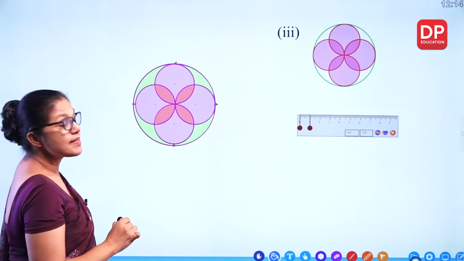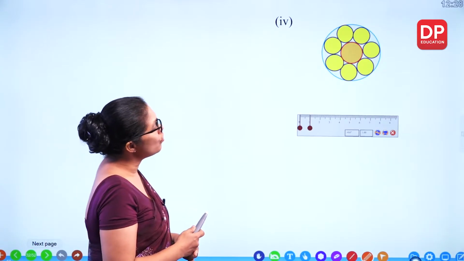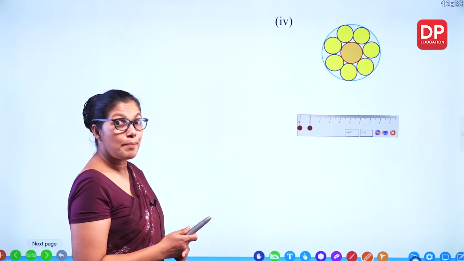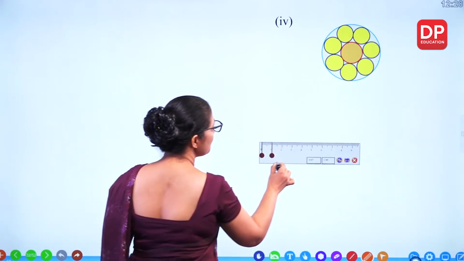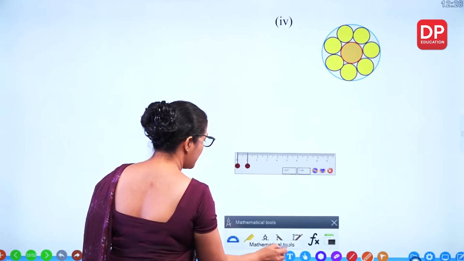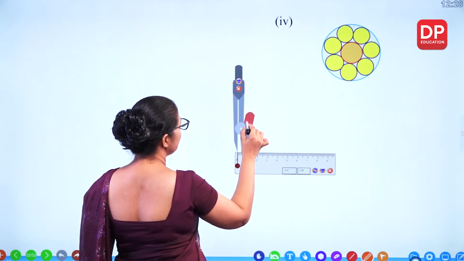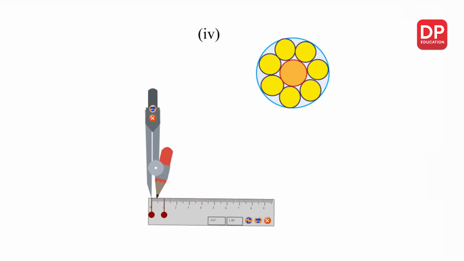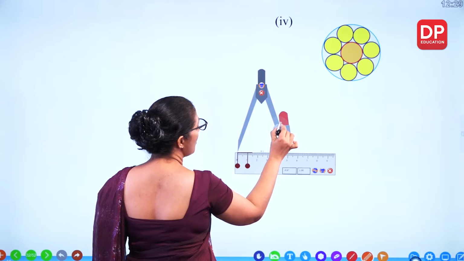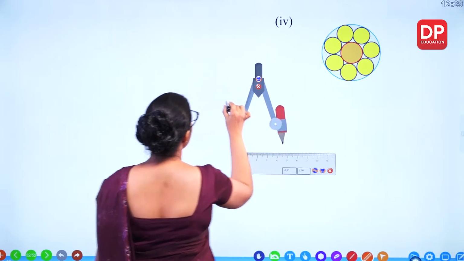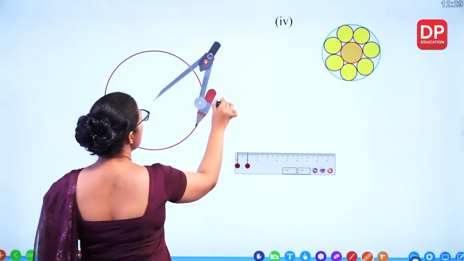So we can create the same thing. How we draw this one? So you need to draw a bigger circle, middle circle and small circle. So we'll take the compass and take 5 centimeter radius. That's the bigger one. So 5 centimeter radius circle. That's the big one.